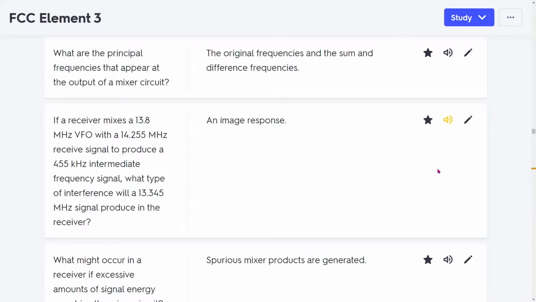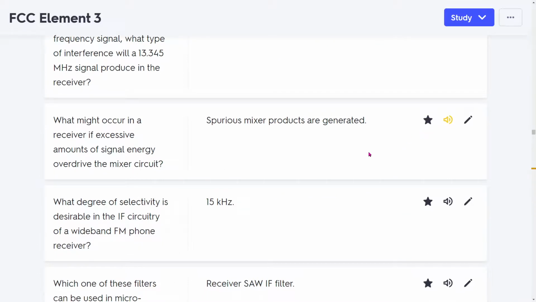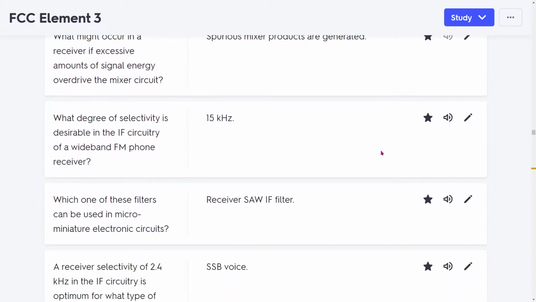If a receiver mixes a 13.8 MHz VFO with a 14.255 MHz received signal to produce a 455 kHz intermediate frequency signal, what type of interference will a 13.345 MHz signal produce in the receiver? An image response. What might occur in a receiver if excessive amounts of signal energy overdrive the mixer circuit? Spurious mixer products are generated.